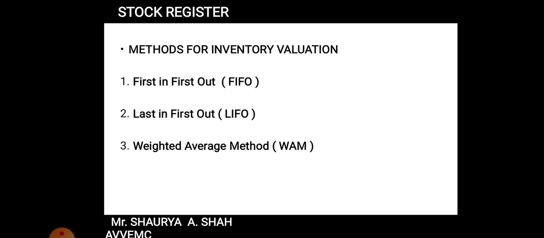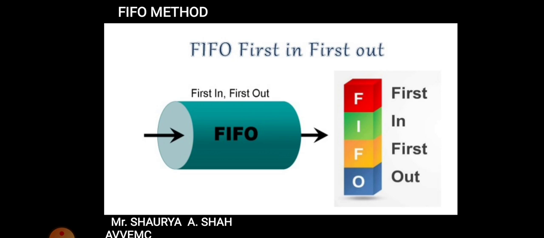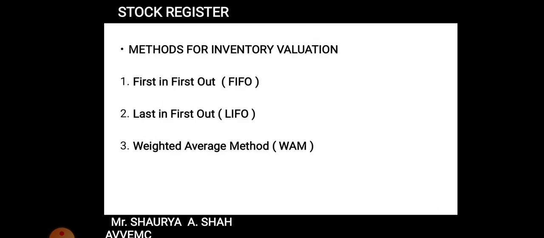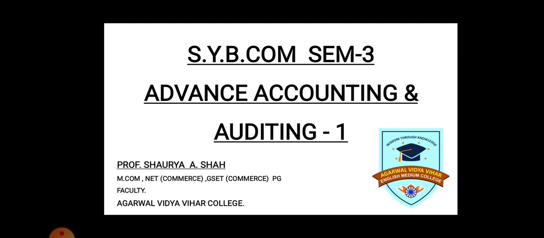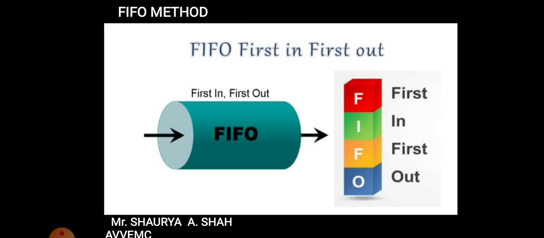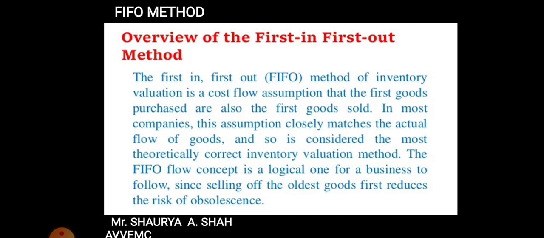So starting with the very first method, dear students, that is FIFO method, right? What is FIFO? FIFO, the name says first in, first out, right? I hope it is clear to each and everyone. First in, first out. Now, what do you mean by first in, first out, students, right? So, we'll be understanding it. What is the overview of the FIFO method? Fine, we'll see that the first in, first out method of inventory valuation is a cost flow assumption that the first goods purchased are also the first goods sold, right?